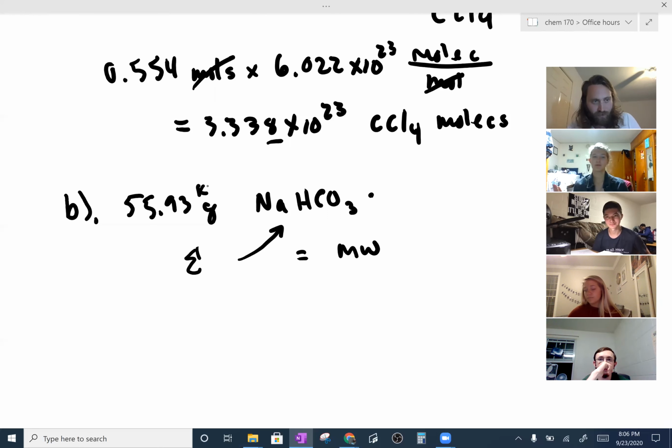Okay. So you would solve it the same way, but then would you just put down formula units as your classifier instead of molecules? Yes, exactly. Because this technically is not a molecule.